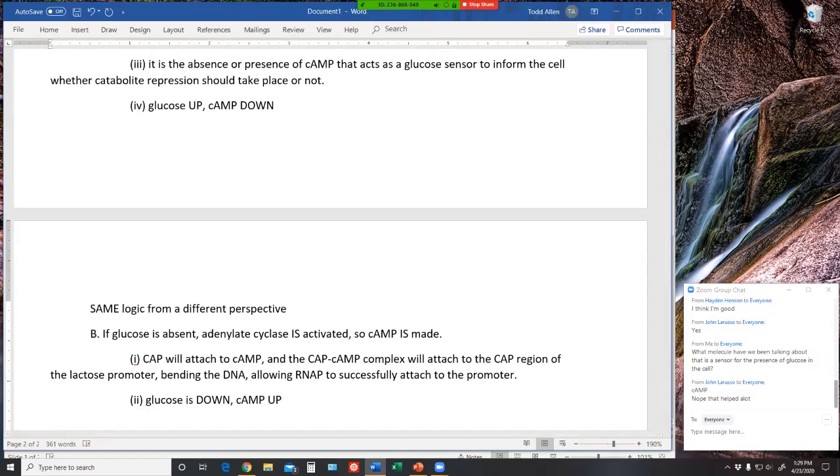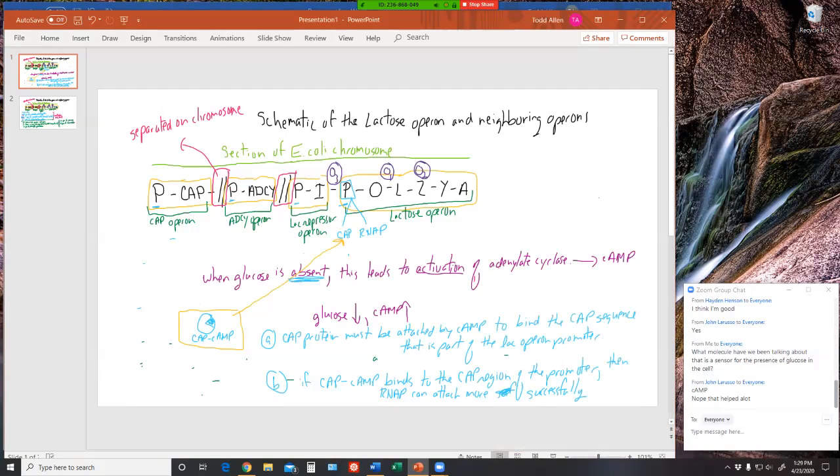Now remember, if glucose is absent, that opens the possibility that the lac operon gene should be expressed, but it doesn't guarantee it, because the second thing that has to happen at the same time in the absence of glucose is that lactose must be present. Lactose must be present. So let me go back here to this horrible drawing.